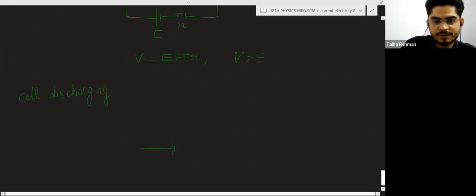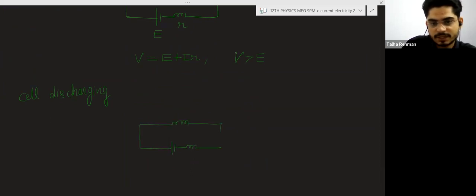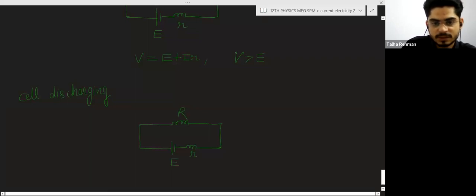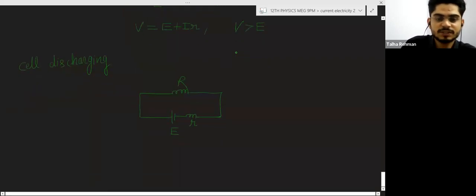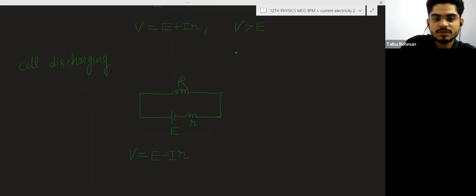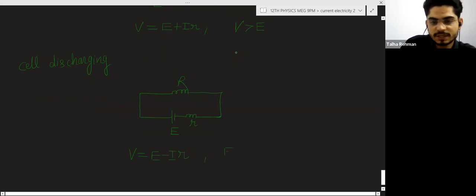So this is a cell we have, and the internal resistance of the cell is connected with our resistance R here. This is the internal resistance. So during discharging, what is the terminal voltage? V is equal to E minus I R. We have the equation. So in this case, you can say the EMF is greater than the terminal voltage.